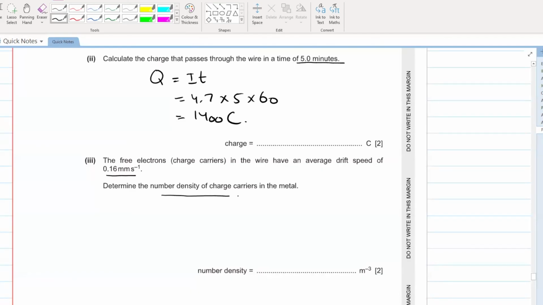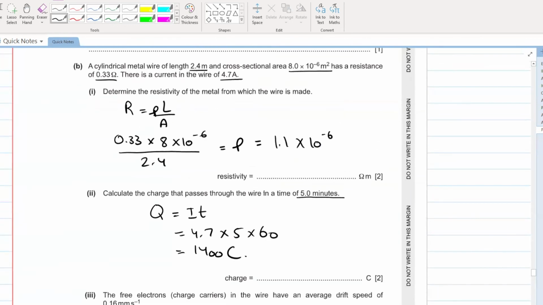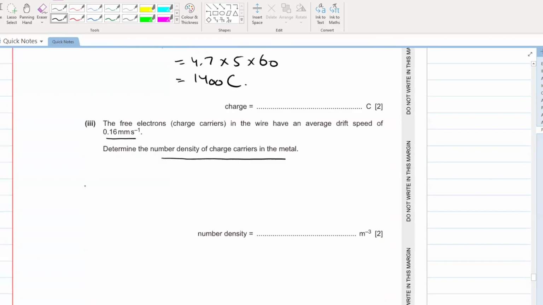The free electrons in the wire have an average drift speed of this. Determine the number density of the charge carriers in the metal. Do you remember the formula of drift velocity or drift speed? Yes. V is equal to current divided by nAq. Now, can you realize here we have a very big problem? What is that problem?